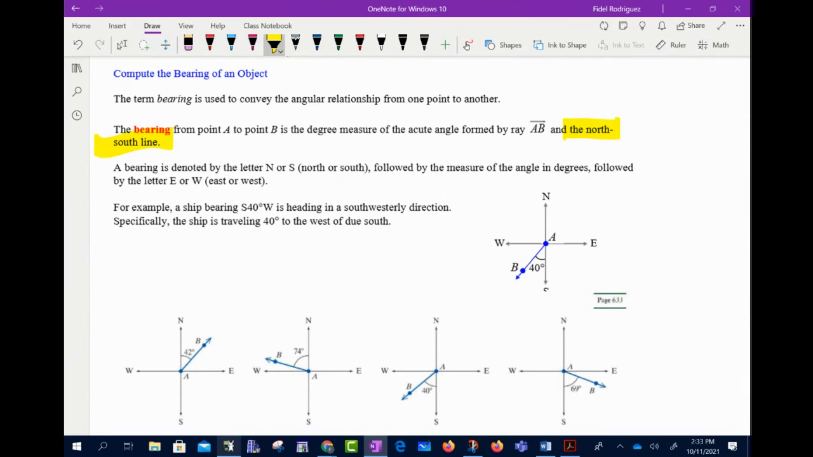Okay, so remember who we're looking at. The bearing from a point A to point B is the degree measure of the acute angle formed by ray AB and the north-south line. It says the bearing is denoted by the letter north or south, N or S, followed by the measure of the angle in degrees, followed by the letter E or W for east or west. Okay, so here's an example.